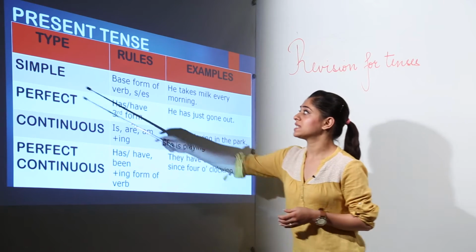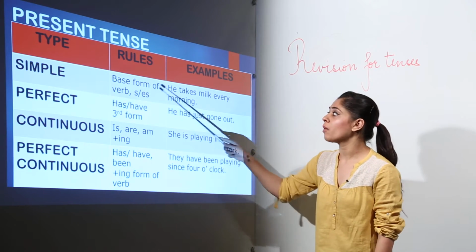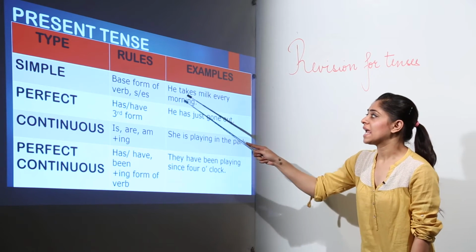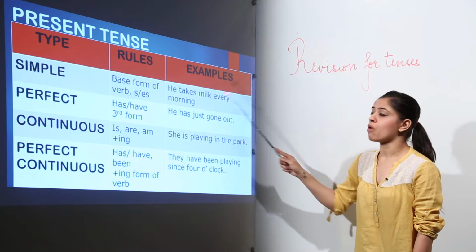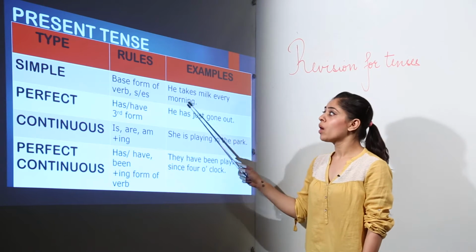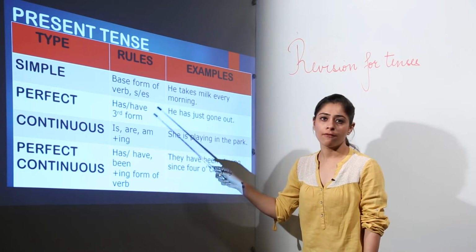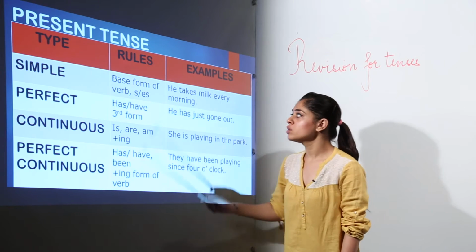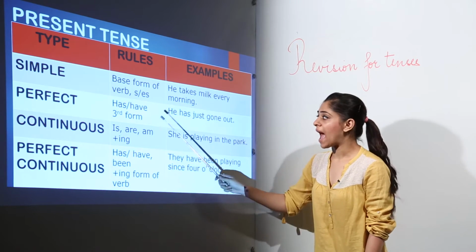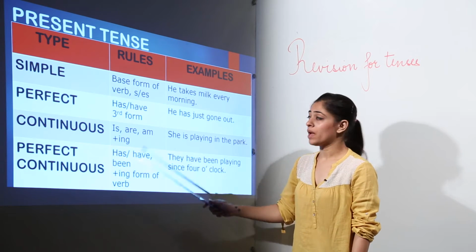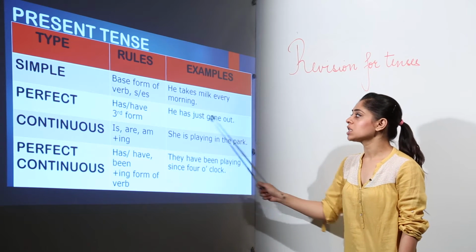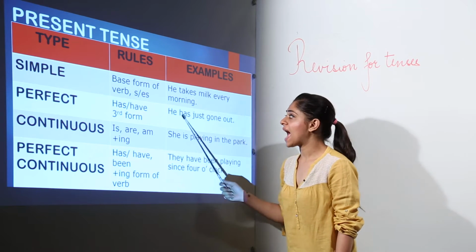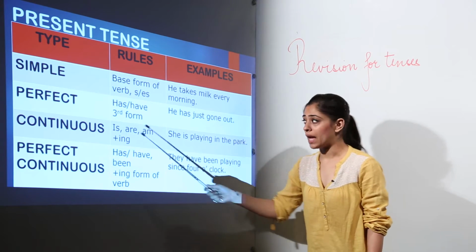For simple present tense, the rules are the base form of the verb with S and ES. And the example is, he takes milk every morning. Takes is the verb with the S and ES form. Moving on to present perfect tense, the rules are has or have plus third form of the verb. He has just gone out. Gone is the third form of go and has is the condition implied.